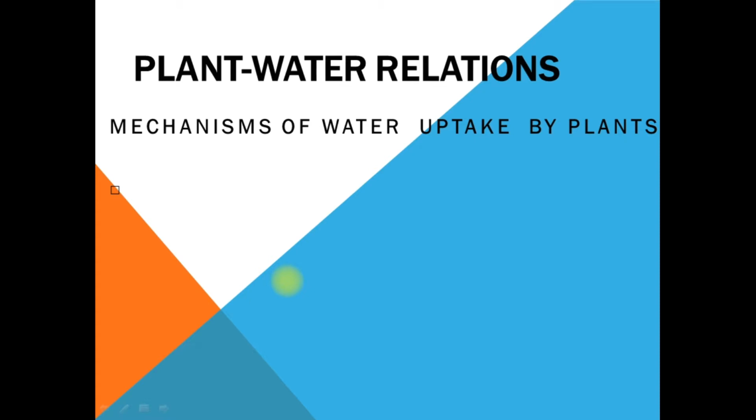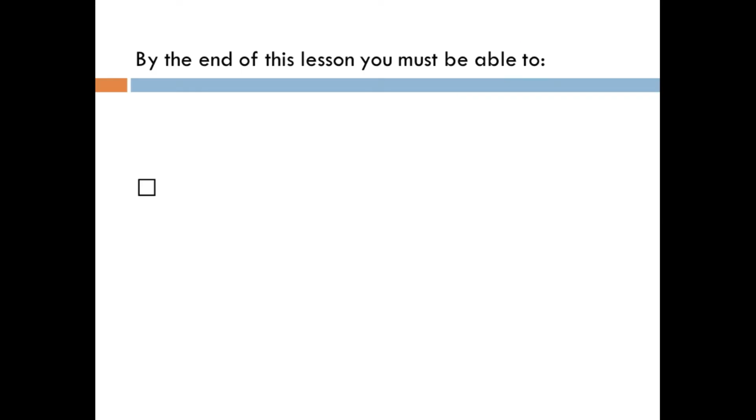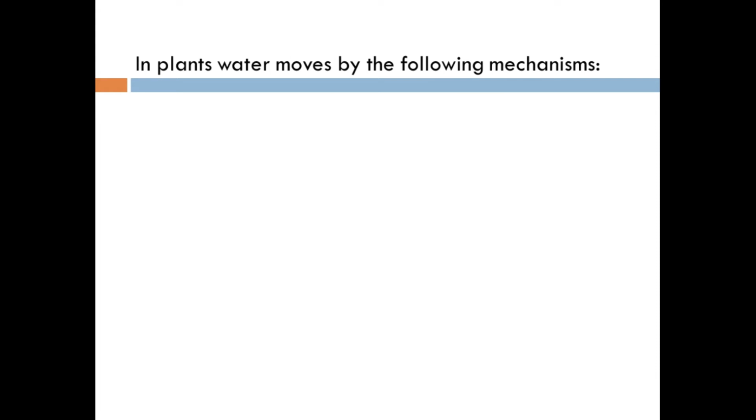In today's lesson we are going to look at mechanisms of water uptake by plants. By the end of this lesson you must be able to explain the mechanisms of water uptake by plants. In plants, water moves by the following mechanisms: osmosis, diffusion, and bulk flow.